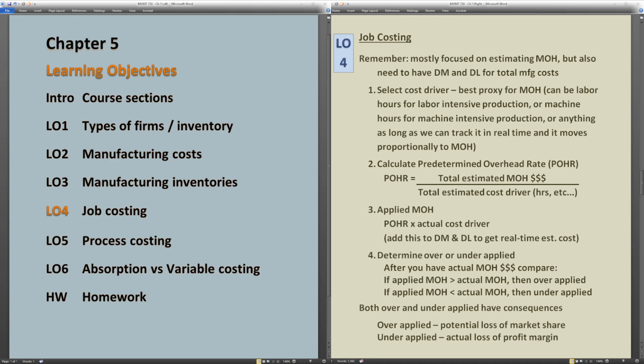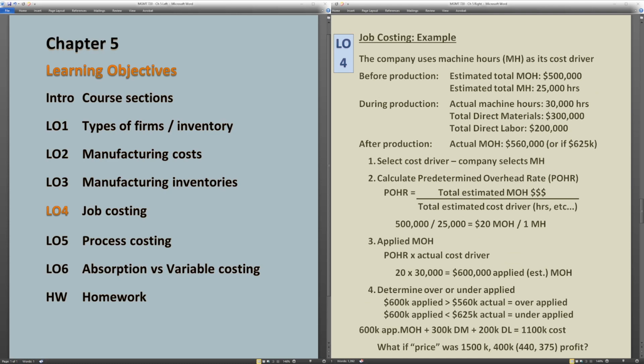Now, I'll explain in the example, which we're going to look at next, that both of these have consequences. In other words, you want to be as accurate as possible, even knowing that you'll never be exactly accurate. You don't want to be wildly over applied, and you don't want to be wildly under applied. If you're over applied, you have the potential loss of market share, and under applied, which is actually a little bit more visible, is an actual loss of profit margin. Well, let's take a look at an example of job costing going through these steps.